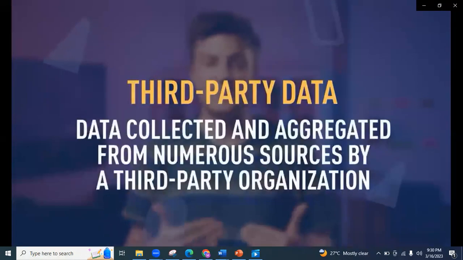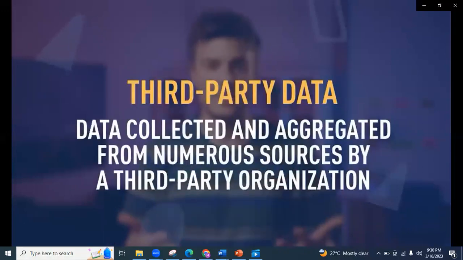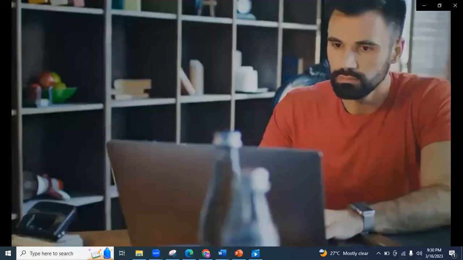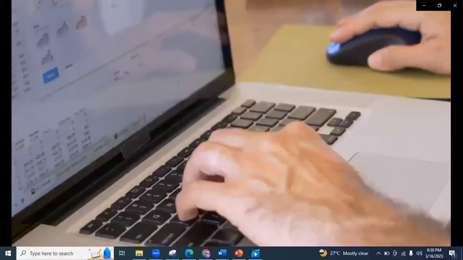Third-party data is data that has been collected and aggregated from numerous sources from a third party. Often, but not always, third-party data contains a lot of unstructured data or big data.